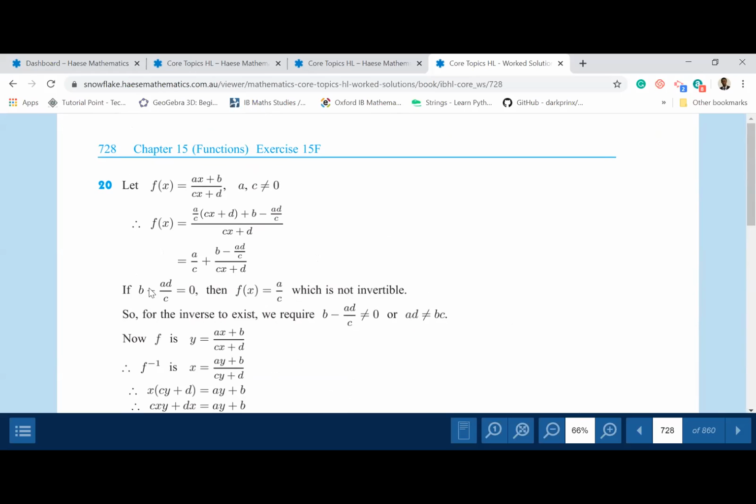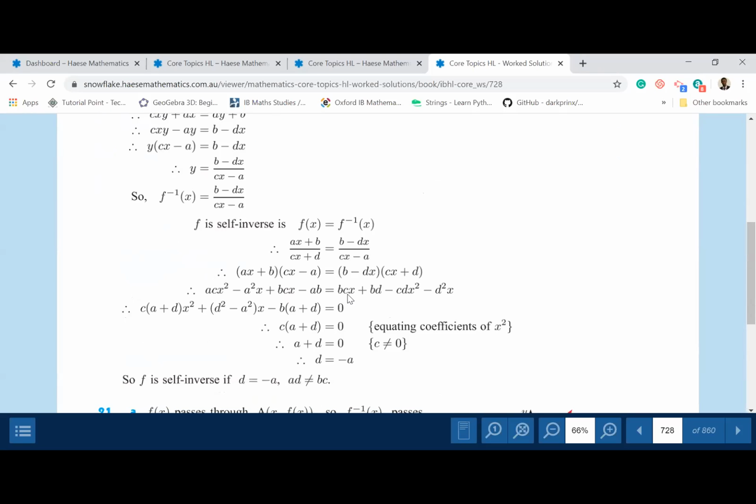Can you see that? If this is 0, then this function is left with A over C, and this is not invertible. Like if you have 1 over 2, or 3/4, we can't say it's anything but just a constant function. Do you understand what I mean? Yes. It's just a constant function. So it means for the inverse to exist, this part must not be 0. And that's where this comes from. Then we can move on to what we did.